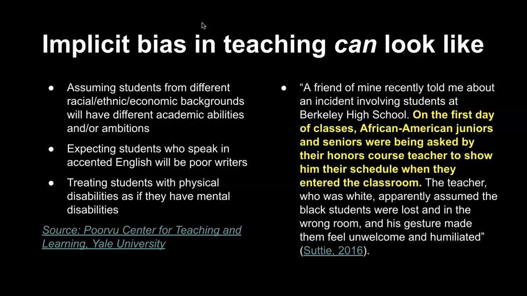Again, that's not necessarily true. And implicit bias can look like treating students with physical disabilities as if they have mental disabilities. These are just a few examples, and I've linked here a list and more information about implicit bias from the Poorvu Center for Teaching and Learning at Yale University. And then Jill Suddy brings us an example, and she's a psychologist. So this is an anecdote of hers.